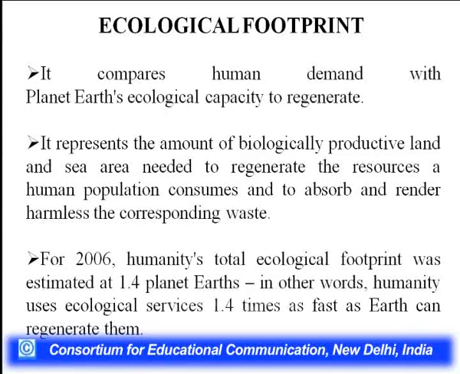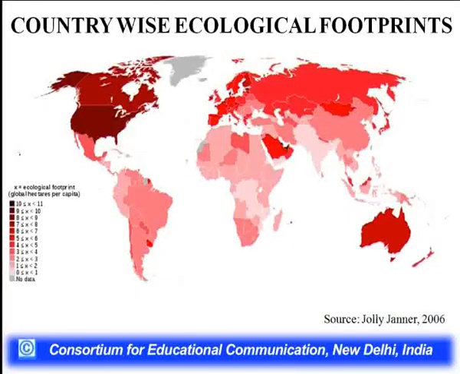In 2006, humanity's total ecological footprint was estimated at 1.4 planet Earths. In other words, humanity uses ecological services 1.4 times as fast as Earth can generate them. So you can see the situation of the footprint. Through this map, you can understand where we have the better ecological footprint.